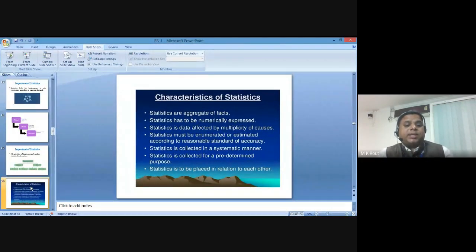The next point is that statistics is collected in a systematic manner. I have already discussed that: collection, then organization, then analysis, then interpretation. That is the systematic manner, and it should start from the bottom level to the middle level, and the middle level of management is very much responsible for presenting this statistical analysis to the higher authority. And it is quite easy for the higher authority to choose the best option. I'll tell a small story.